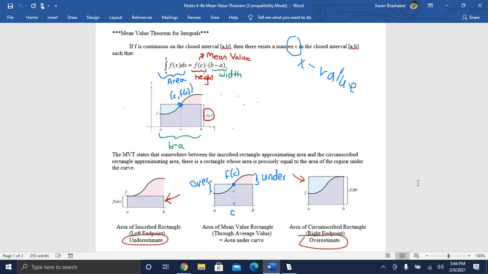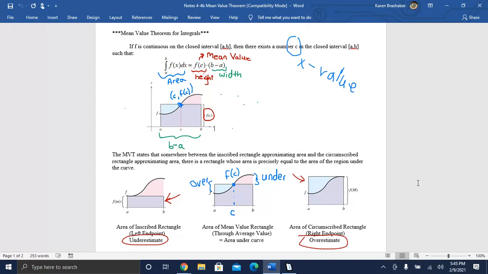Welcome back, students. We are working on the mean value theorem for today, and from that we'll get the average value of a function. The mean value theorem states that if f is a continuous function on a closed interval from a to b, then there exists a number c, and I annotated for you that that is an x value, that's in your closed interval from a to b, such that the integral from a to b of f of x dx will equal f of c times b minus a.